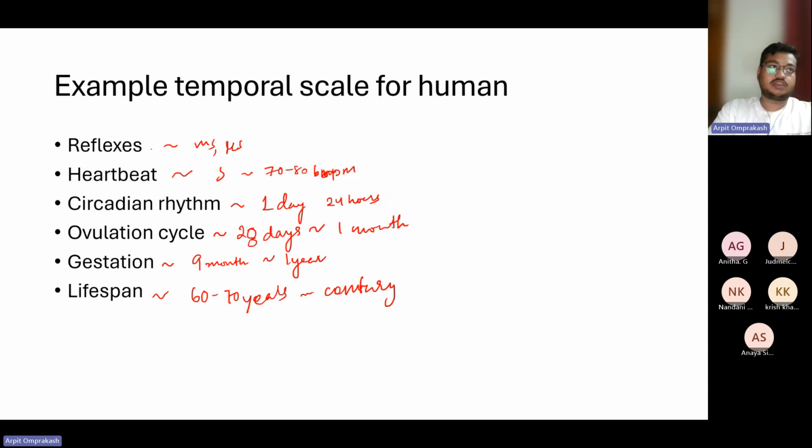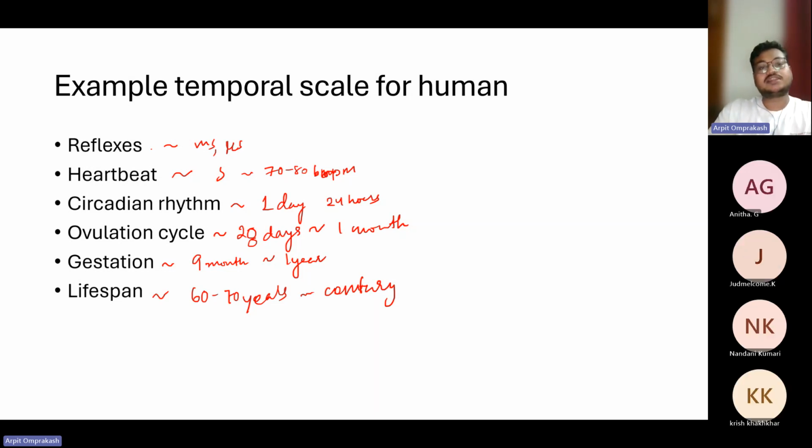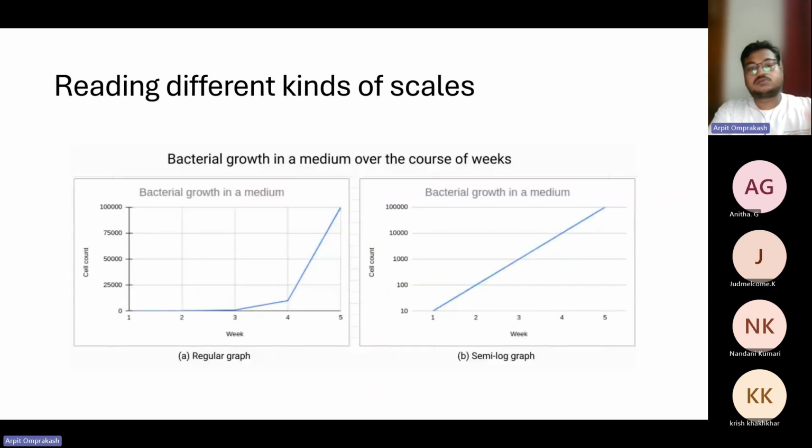So if we want to look at the circadian rhythm of an animal, then we need an experimental design which takes into account that the circadian rhythm resets every day. Whereas if you want to test the ovulation cycle in some organism or the gestation period, then we need to be careful about how long we are carrying out our experiment, because the time periods here are much larger. Right.